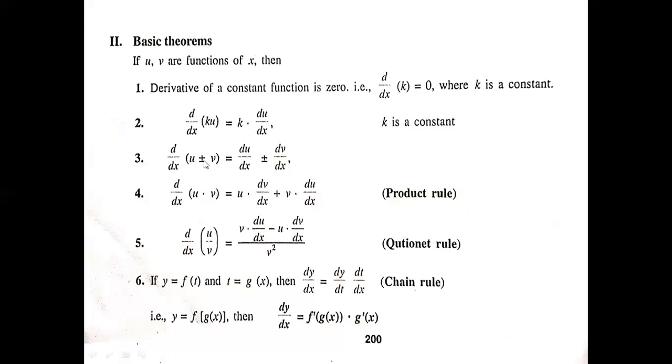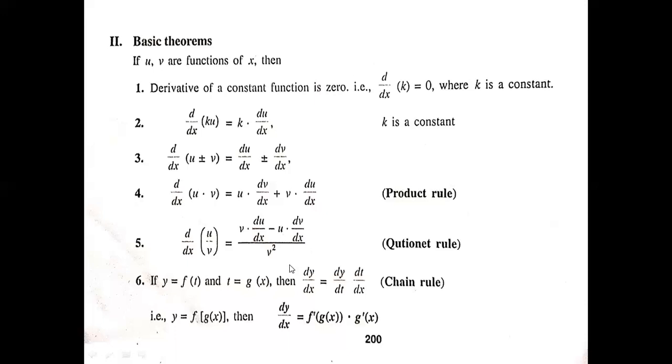Third one, d by dx of u plus or minus v is equal to du by dx plus or minus dv by dx. And fourth one is the product rule. How to find the differentiation of the product of any two functions: u into dv by dx plus v into du by dx. And the quotient rule, how to find the derivative of the quotient of any two functions in terms of x. Keep v square in the denominator, v as constant, du by dx minus, then u as constant, find the derivative of v, that is dv by dx. This is called the quotient rule.